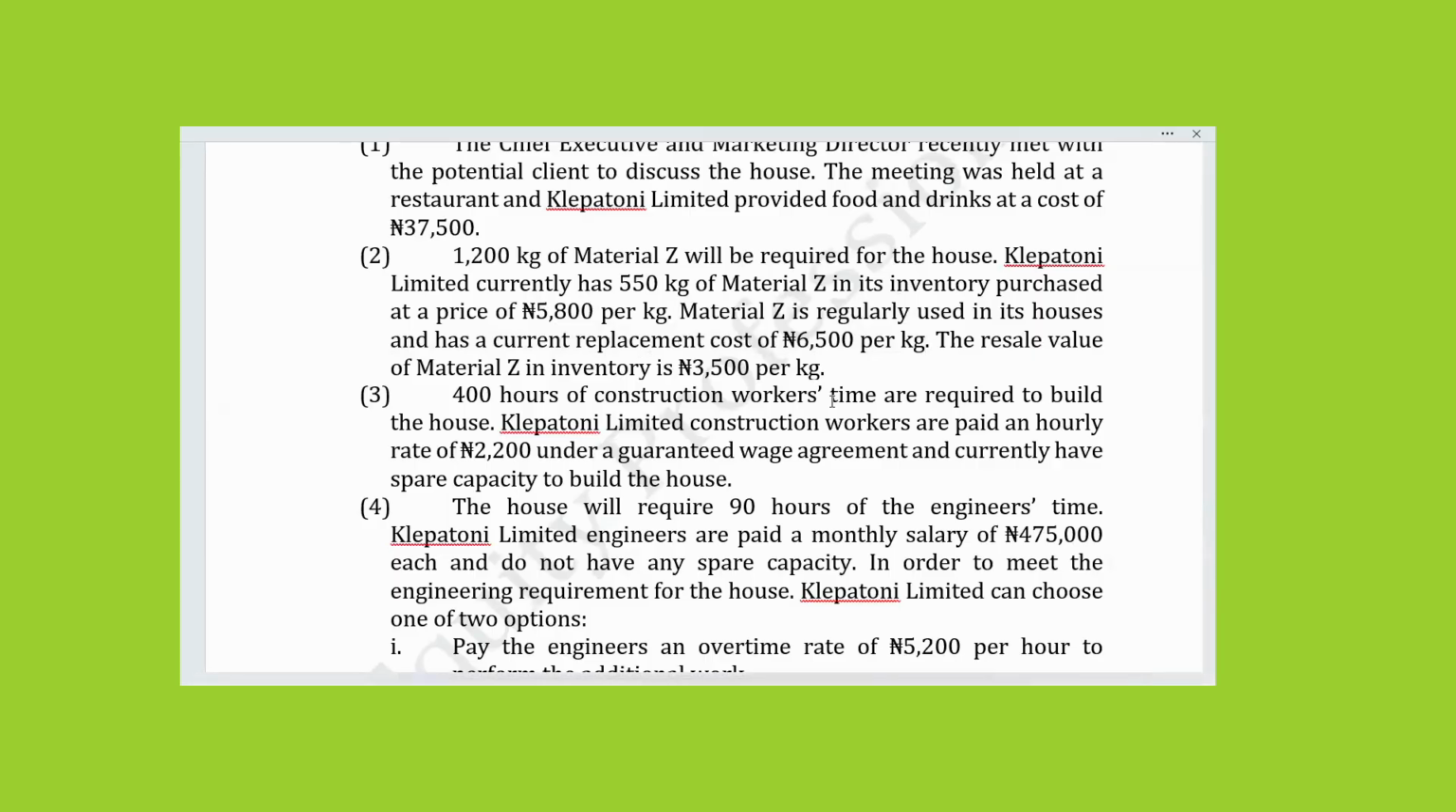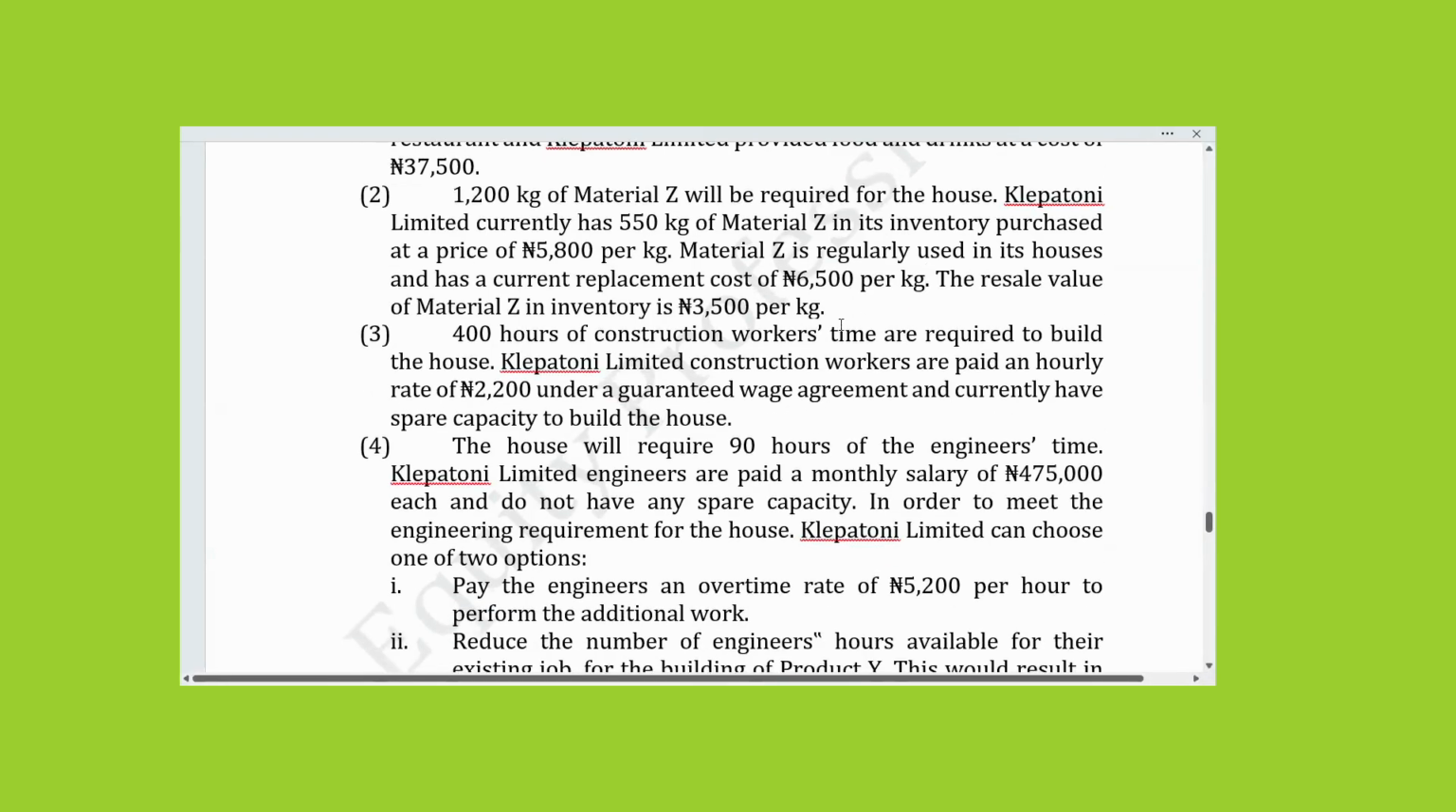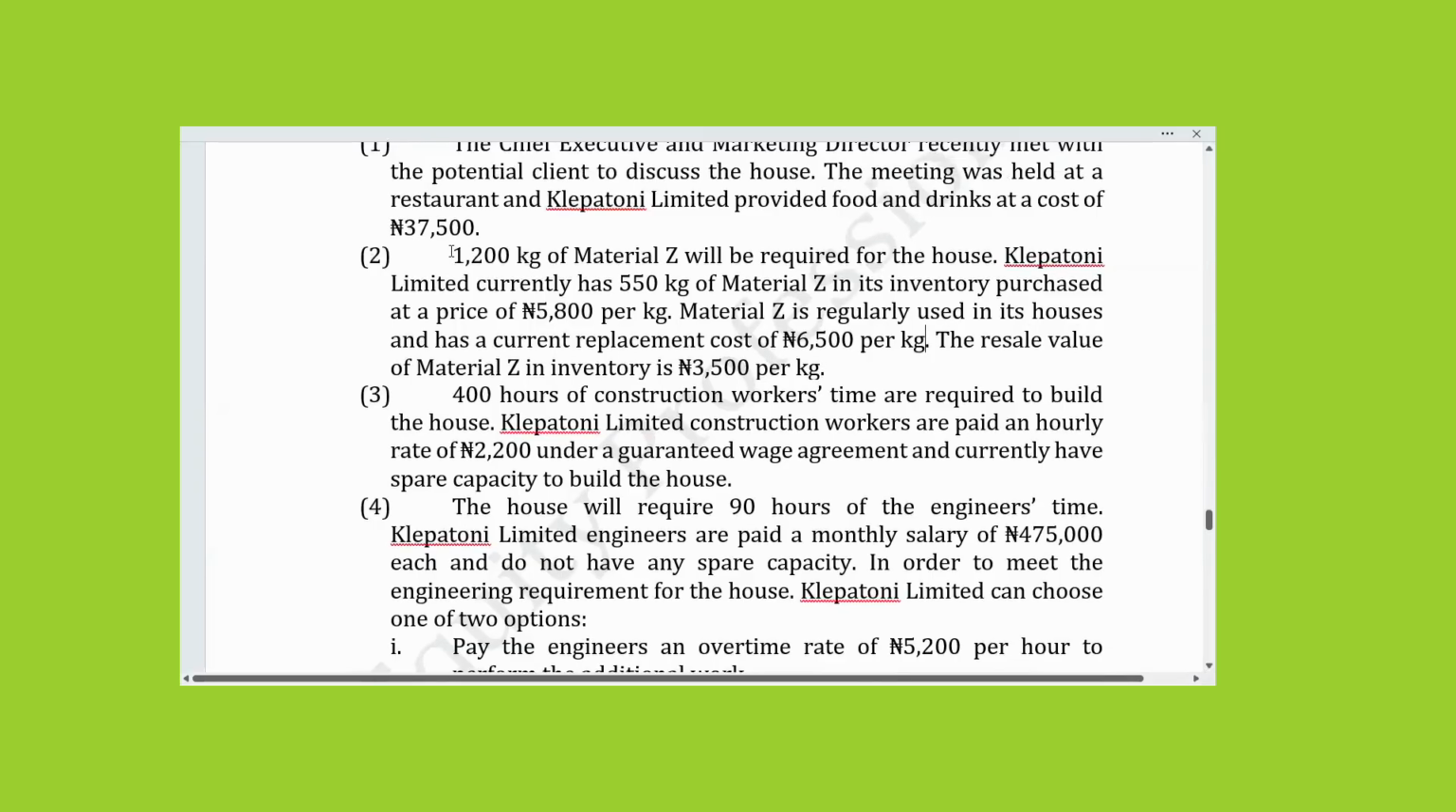So in this case, I will then come and determine my current purchase price. Your examiner has already told you that to build this house, 1,200 kilogram of material Z will be needed. So you are going to multiply 1,200 by 6,500 replacement cost. That's what you are going to do.